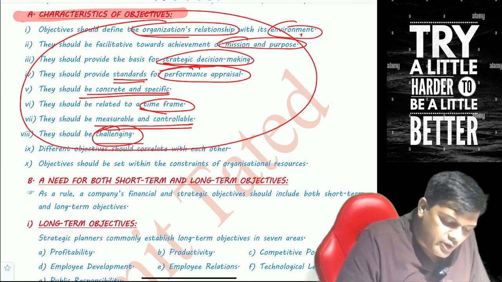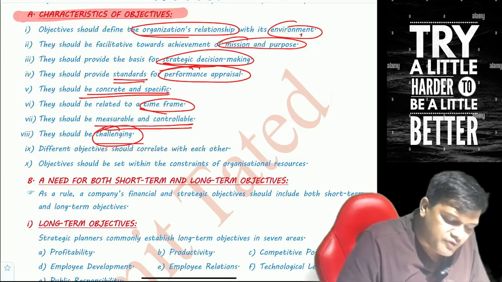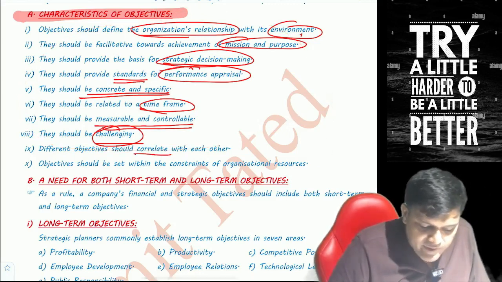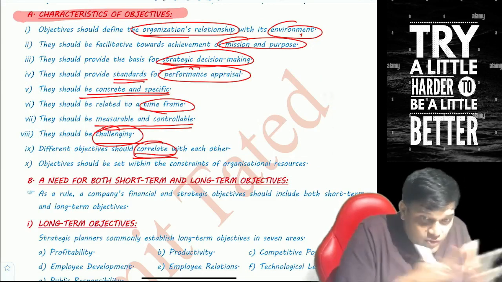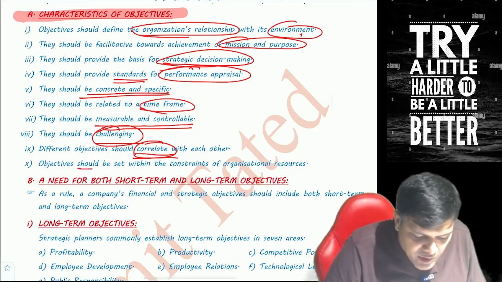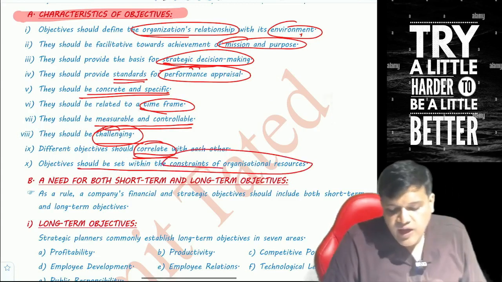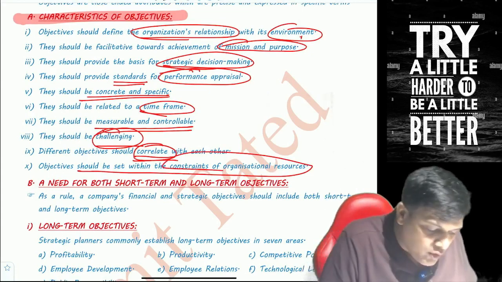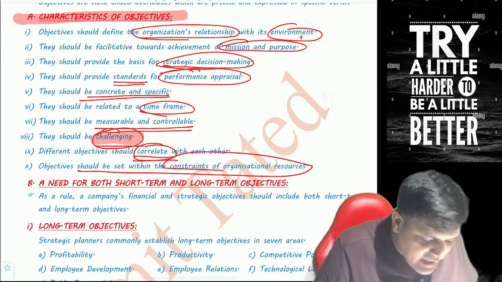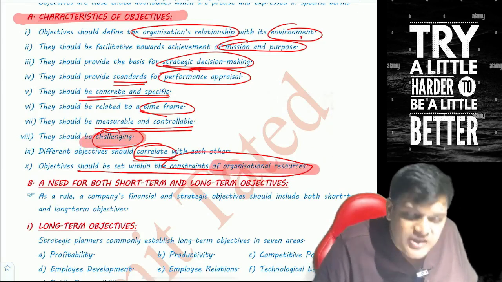Different objectives should correlate with each other. Example, right now if you are giving the BCom examination, the BCom examination and another examination should not be mixed up. Be careful. And the next point: objectives should be set within the constraints of organization resources. I told you that objectives should be challenging. I know, challenging should be there, but brother, resources should also be there.